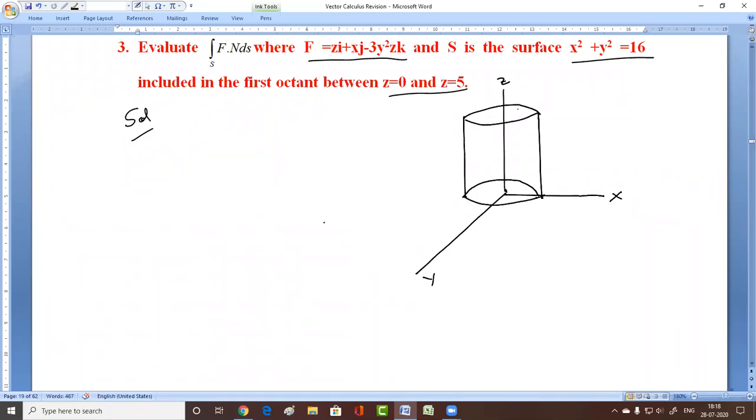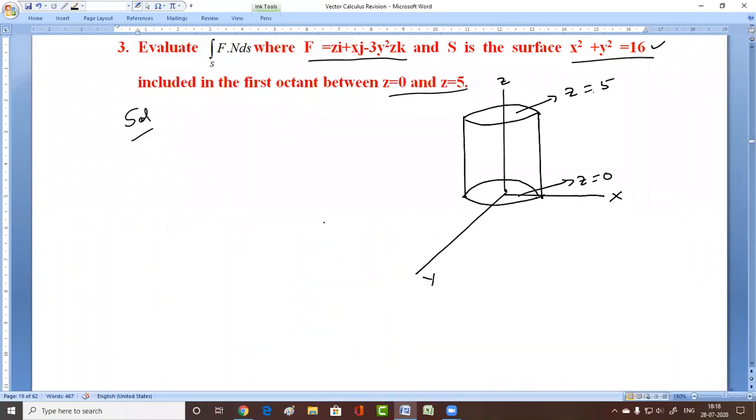And also given z equals 0. z equals 0 is nothing but a circle here. And z equals 5. The surface x square plus y square equals 16 represents a cylinder. And z equals 0, z equals 5 is nothing but a cylinder. z equals 0 is the bottom circle of the circular cylinder, so the upward surface is z equals 5.